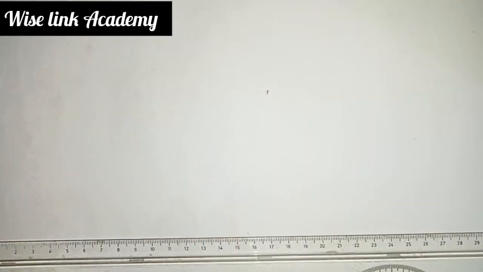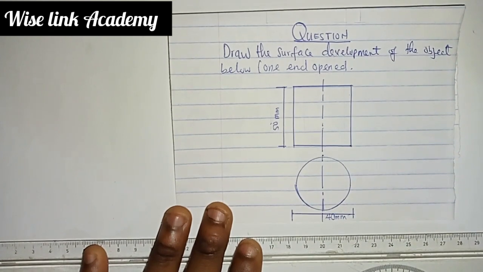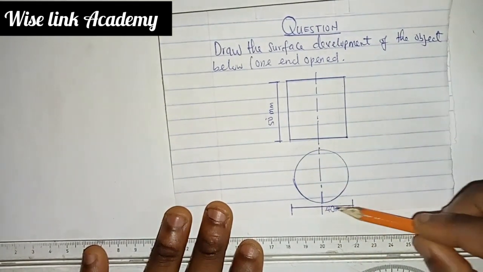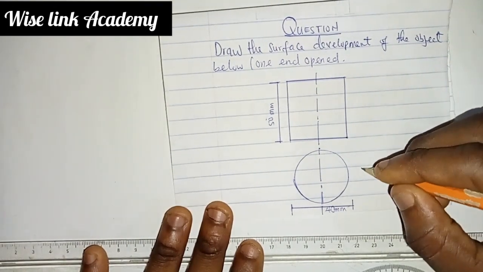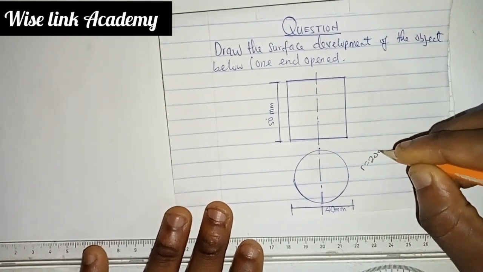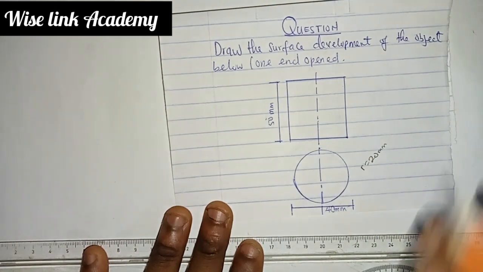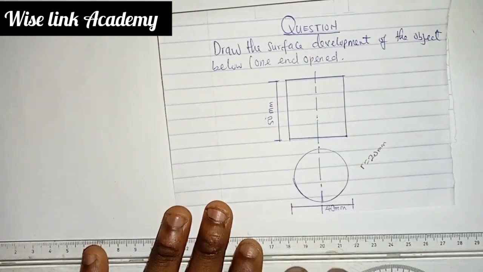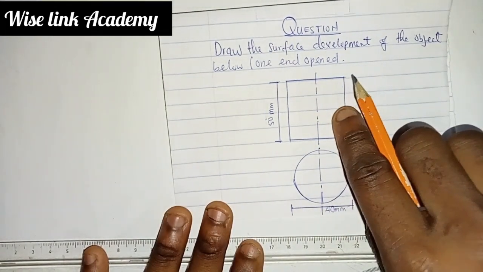From this point, it's given in the question that we should what? The question says that what? This circle has a diameter of 40. So the radius will be what? 20 millimeter, isn't it? So I prefer drawing the circle first before drawing your cylinder rectangle.